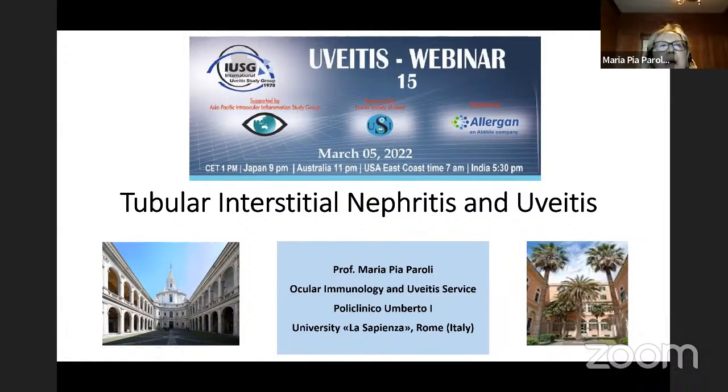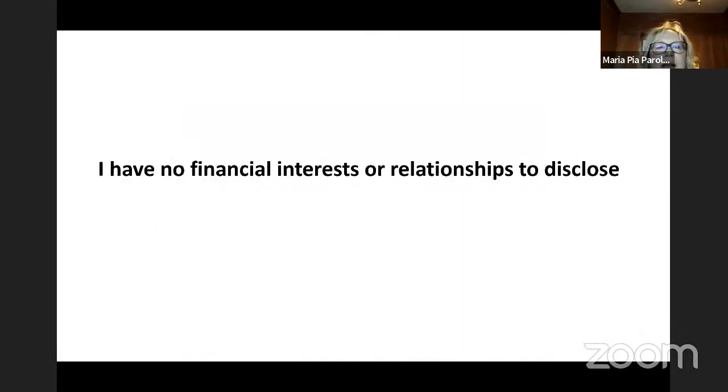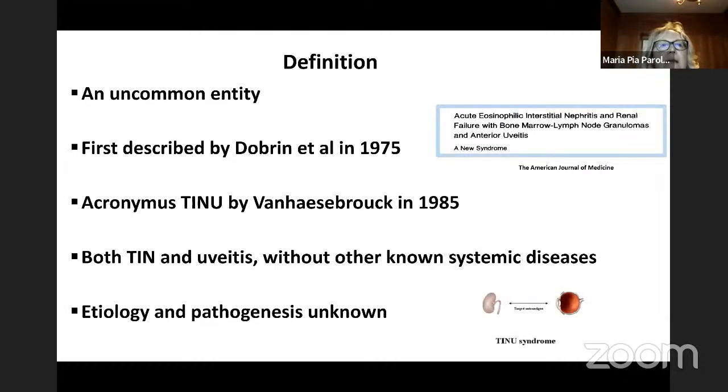Thanks, Manfred and Mark, for the kind invitation to talk about a syndrome characterized by the association of tubulointerstitial nephritis and uveitis. I have no financial interests or relationships to disclose. It is an uncommon entity that was first described by Dobrin in 1975, but the acronym TINU was introduced 10 years later.